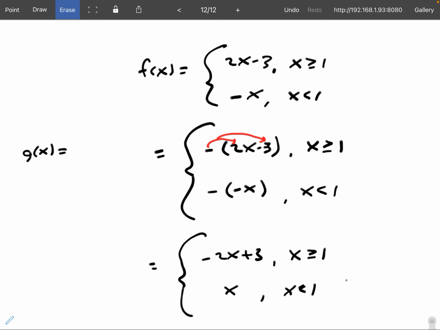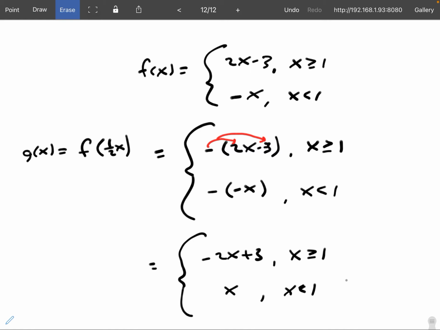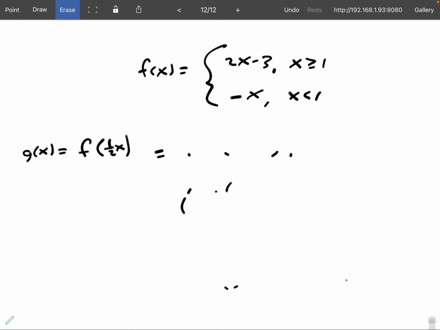Okay, so I'm going to erase that one. So our next one is going to be, let me erase this first. Our next one is going to be f of 1/2 x. So that's going to look like f of 1/2 x. Then I'll erase this stuff.